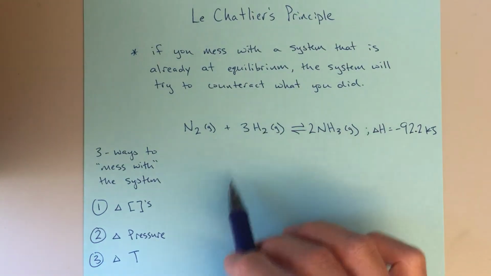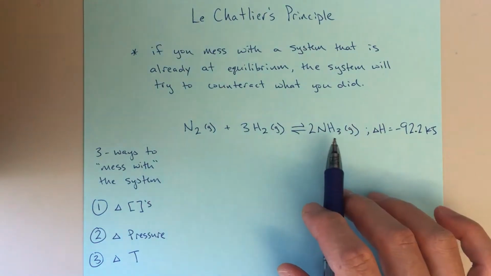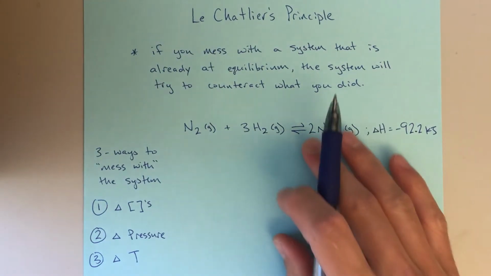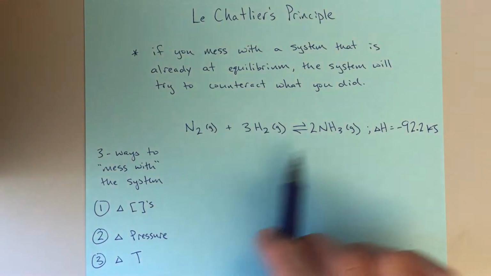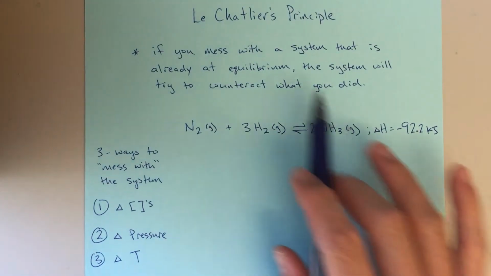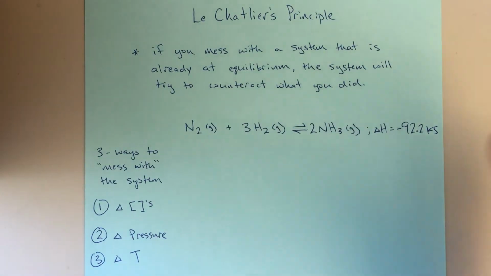Basically, if you add in more reactants, that's going to shift the equilibrium to the right. It's going to push for the formation of more products. If I take those products away, that's again going to shift the equilibrium to the right. It's going to reform some of those products. If we mess with the system, it will try to counteract what we do. So I think with the concentration things, we're doing okay.